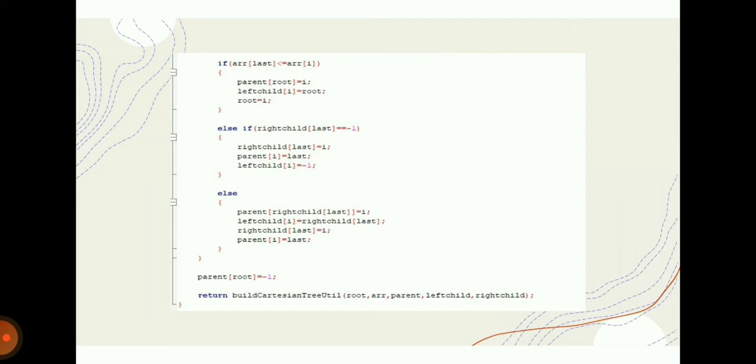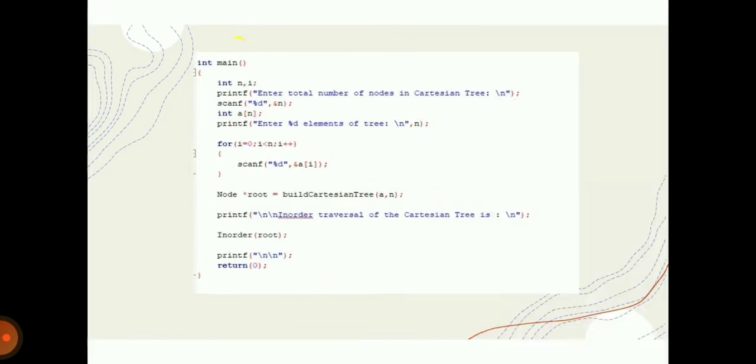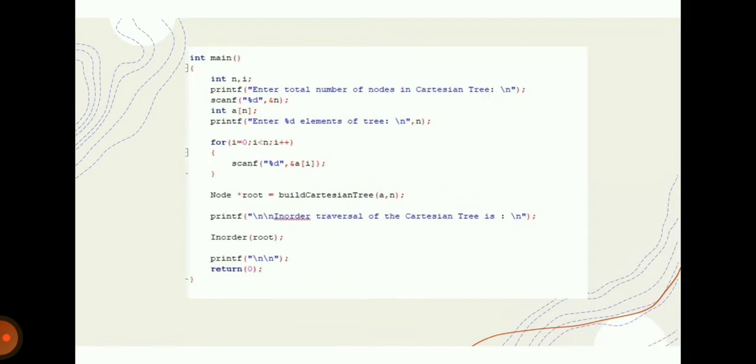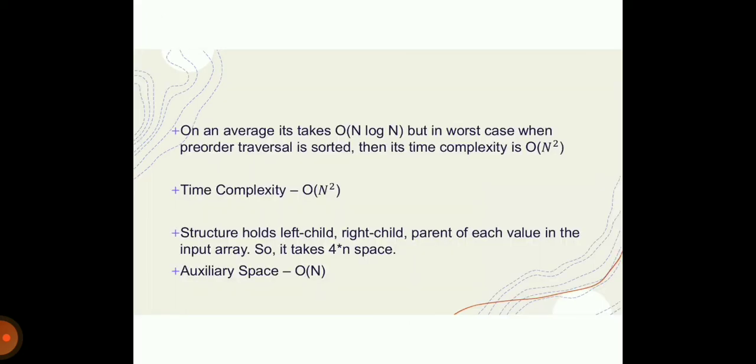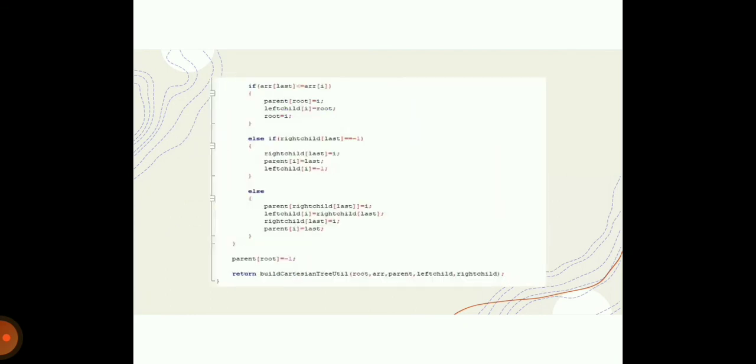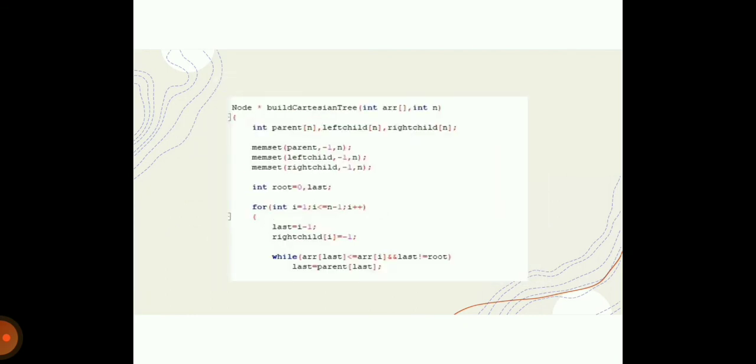Then we will call the function build Cartesian tree util, and this is the main function. In this we are scanning the total n elements of the Cartesian tree and calling the function build Cartesian tree, and after it we will call the function in order of the root, and finally the in order function will print the Cartesian tree in order.